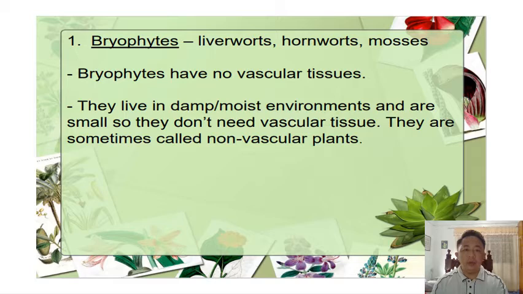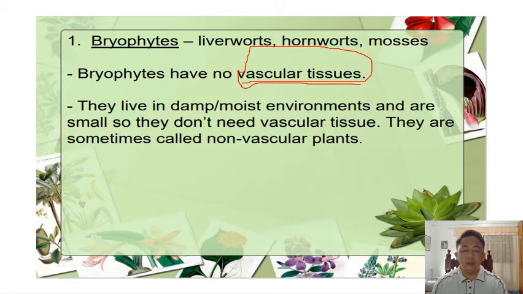Now, if we look at the description as well as the characteristics of bryophytes, one characteristic is that they do not have what we call a vascular tissue. So ano ba yung tinatawag natin na vascular tissue? So when we say vascular tissue, these are plant structures that carry water as well as nutrients. They are commonly known as the xylem and the phloem.